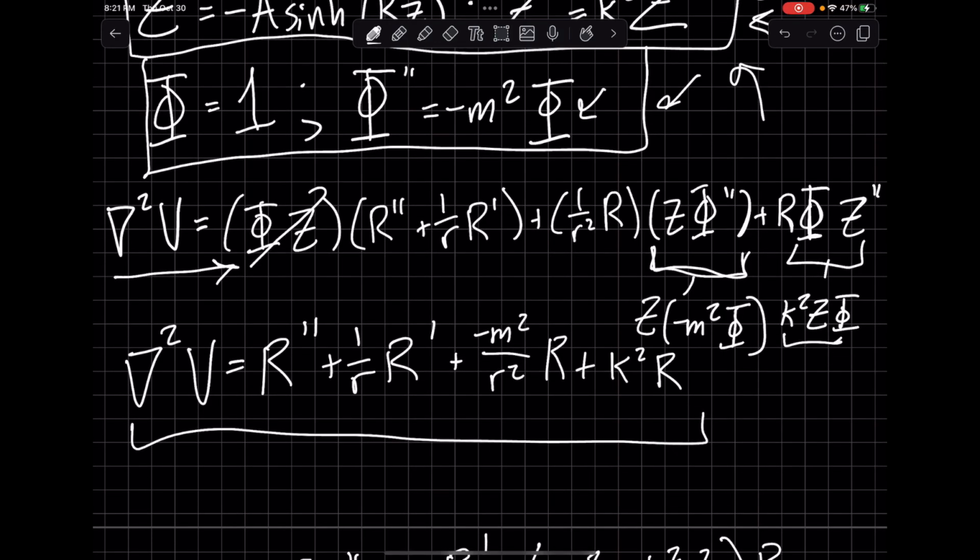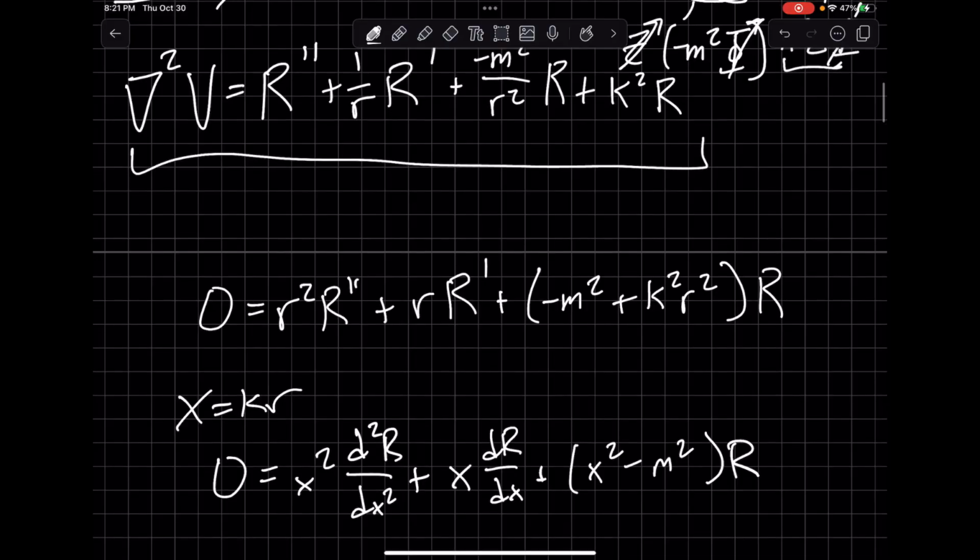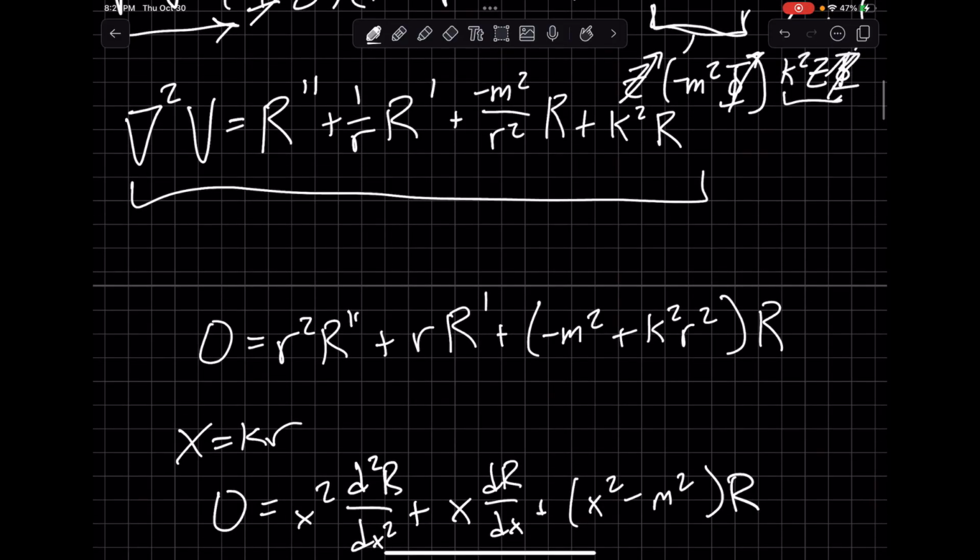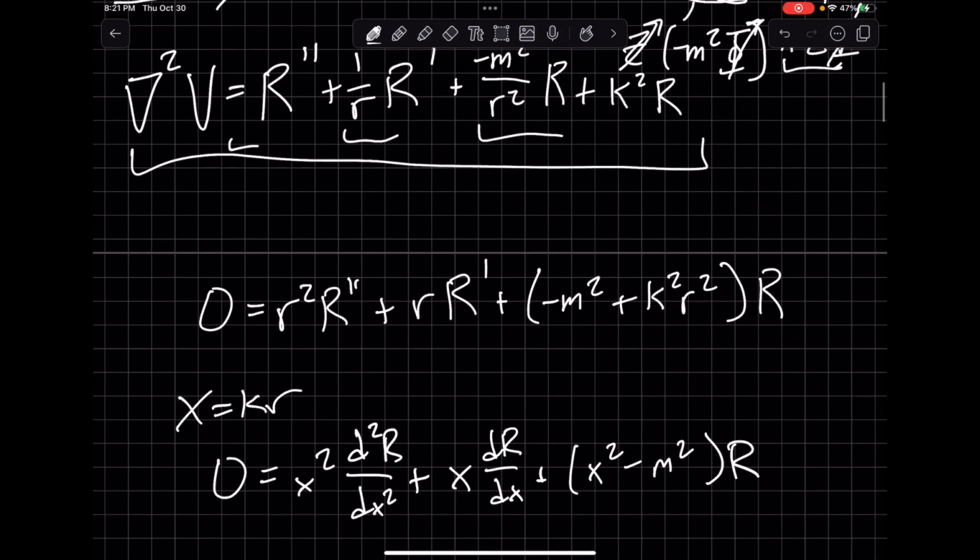We can factor out these phi z's here. So this phi and this z become 1. And we're left with the Laplacian equals r double prime plus 1 over r r prime, plus negative m squared over r squared R plus k squared R. And just to clean up the coefficients a little bit, we can multiply everything by r squared. And then we get 0 equals r squared R double prime plus r times R prime plus the quantity negative m squared plus k squared r squared times R.